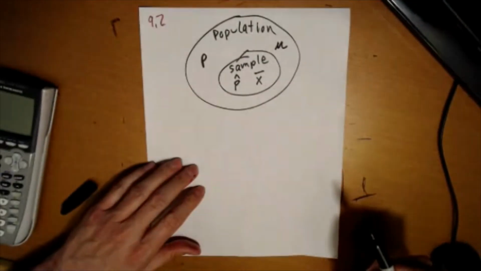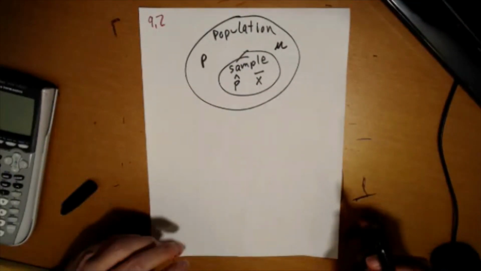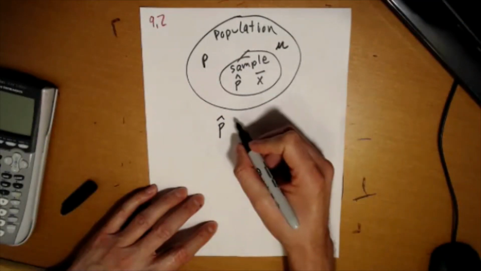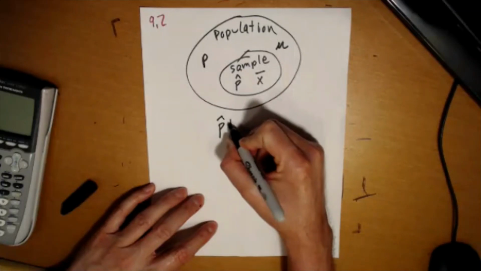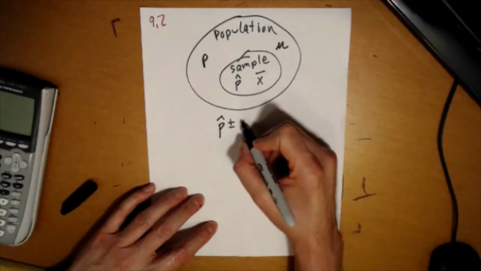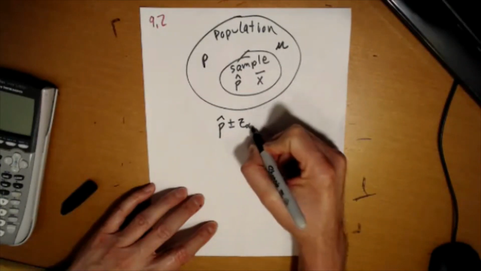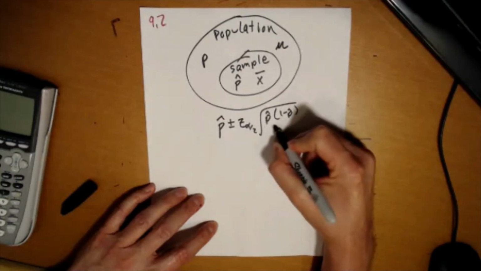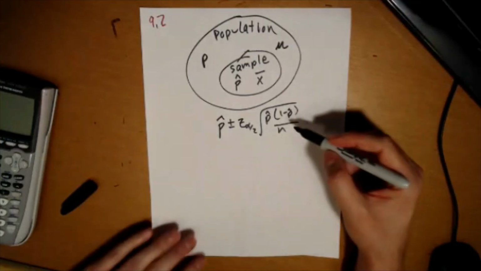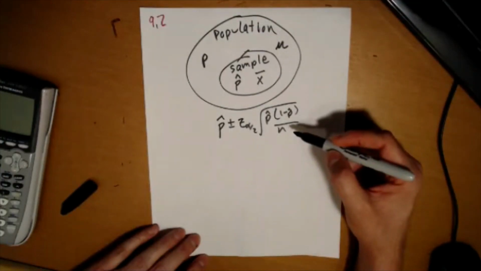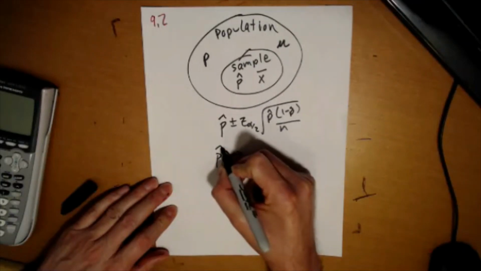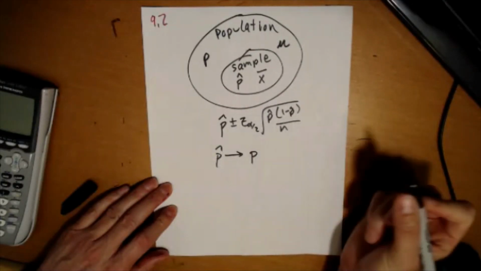So what we learned last time in 9.1, we learned how to make confidence intervals for p hat. We said, p hat plus or minus, what was it? Z alpha over 2, square root of p hat times 1 minus p hat all over n. That was the formula we had. And then we learned how to do it in the calculator. And the whole reason we did this is because p hat is a point estimate. It's a good approximation to p.